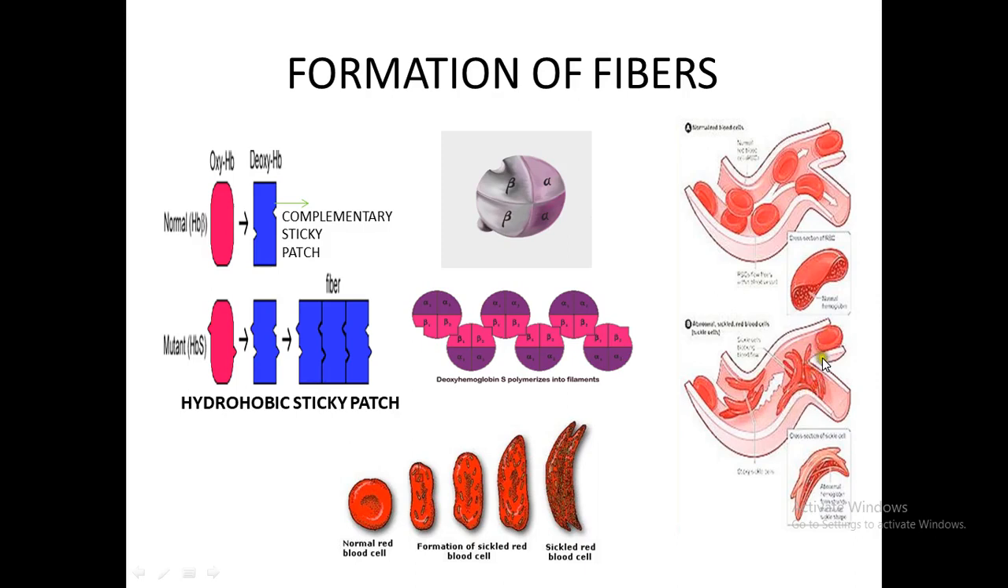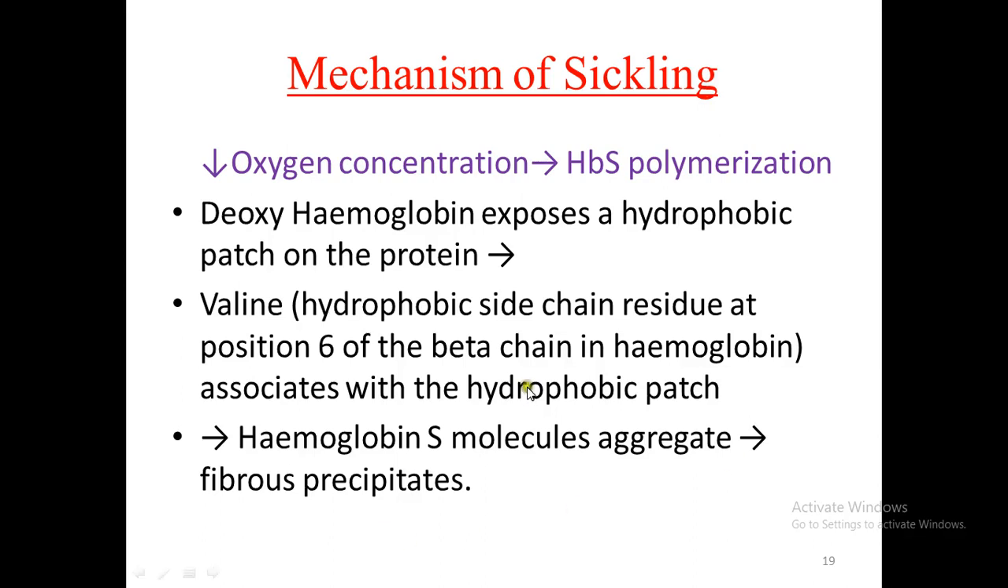And when this capillary gets blocked, of course, what's going to happen to the tissue where the blood is supplied by this capillary? That tissue will die. It's going to become ischemic. And this leads to acute pain. And in fact, these are the crises which are encountered by these patients of sickle cell anemia.